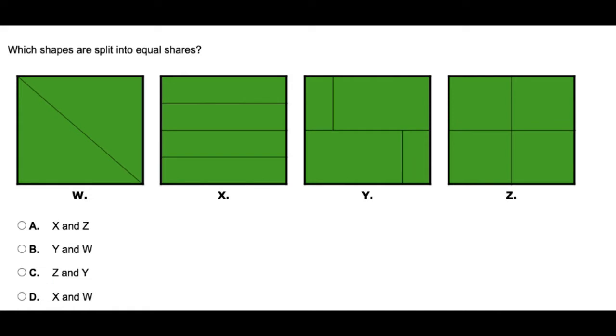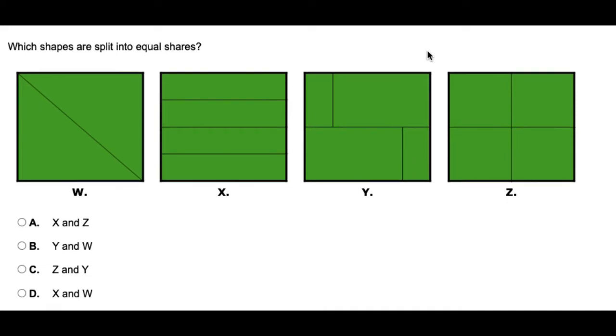Which shapes are split into equal shares? So it looks like W and Z are equal shares, because W makes a half and Z makes some quarters, and they both are equal shares. But I think X is also one of the answers. I think we should do Z and X. W is also equal shares. It's two halves equally distributed, and X and also Z.